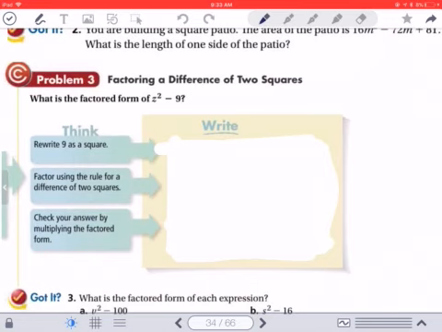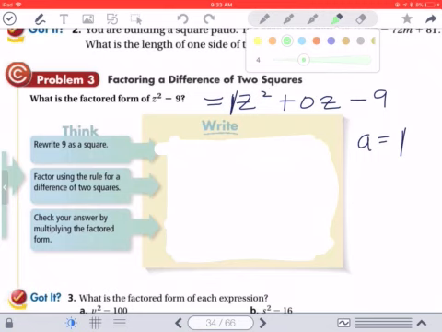So notice that there is no middle term here. So I can really rewrite this as x squared plus 0x minus 9. So when I define my a, b, and c values, a is going to be 1, right there.